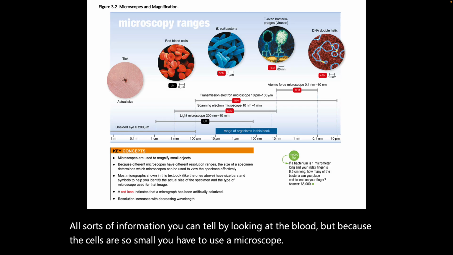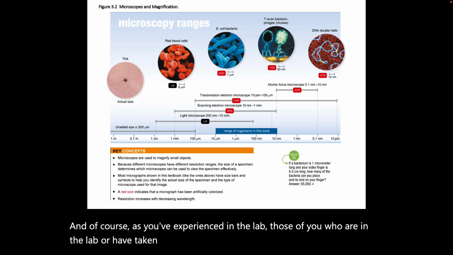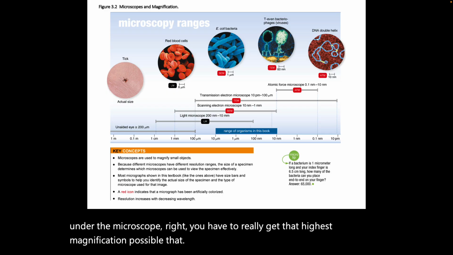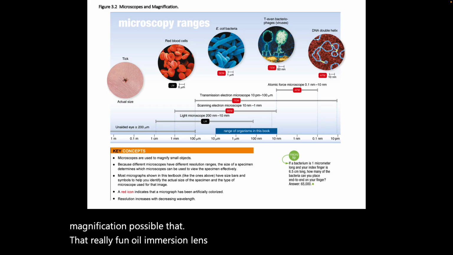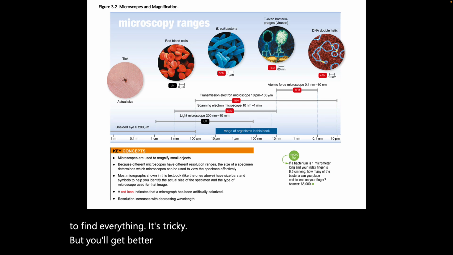And of course, as you've experienced in the lab, those of you who are in the lab or have taken a lab like that, if you want to see something like E. coli under the microscope, right? You have to really get that highest magnification possible, that really fun oil immersion lens. We like that one, right? It's great. It's so easy to find everything. It's tricky, but you'll get better at it the more you practice.